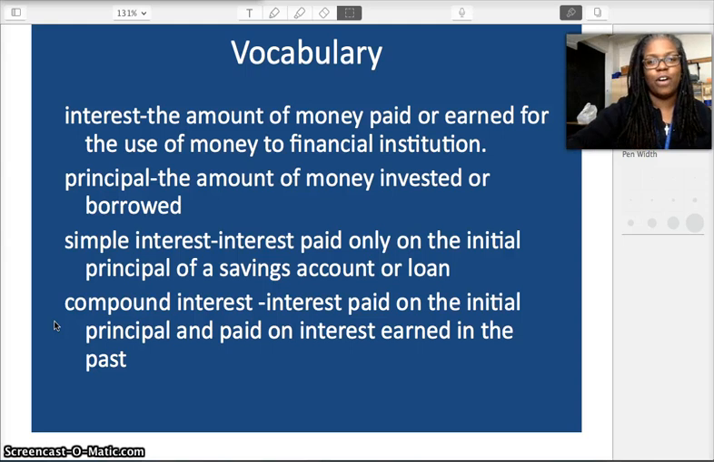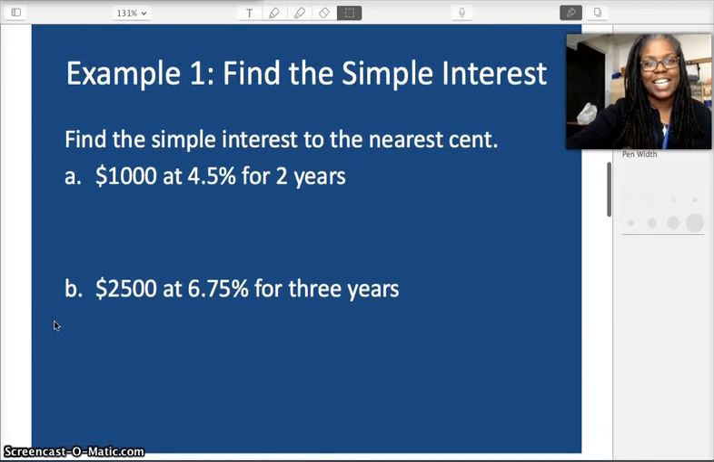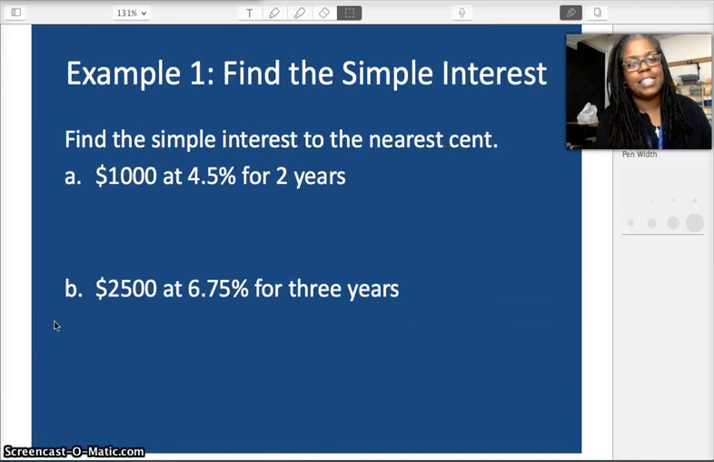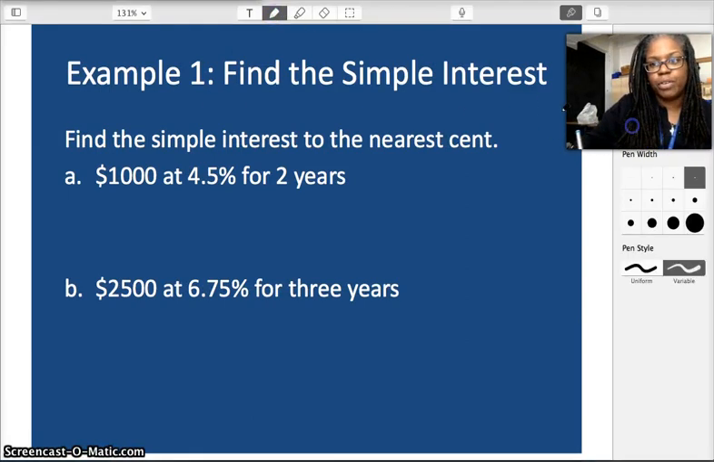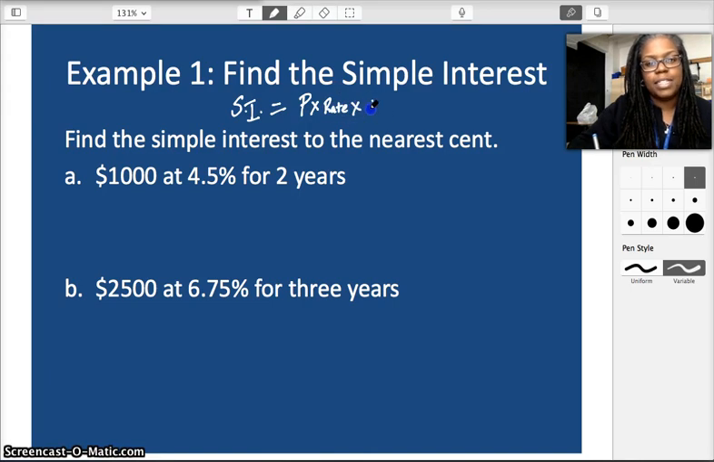Let's take a look at a few examples here. Here's example 1. Find the simple interest. Now there's a little formula that we're going to use to find simple interest. And that formula, I'm going to write it up here, is that simple interest, I'll call it SI, is equal to the principal times the rate, and we'll talk a little bit about what that is, the interest rate times time.